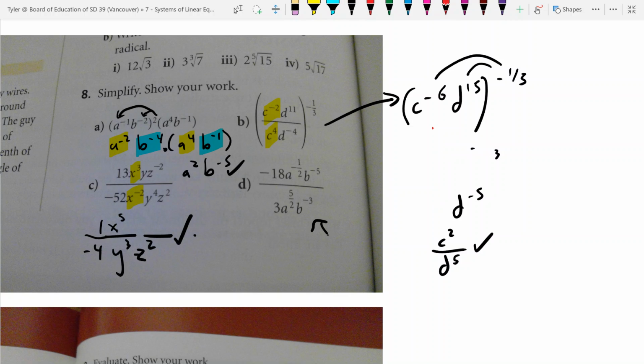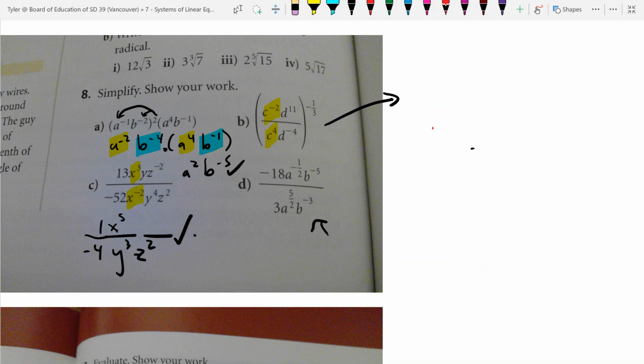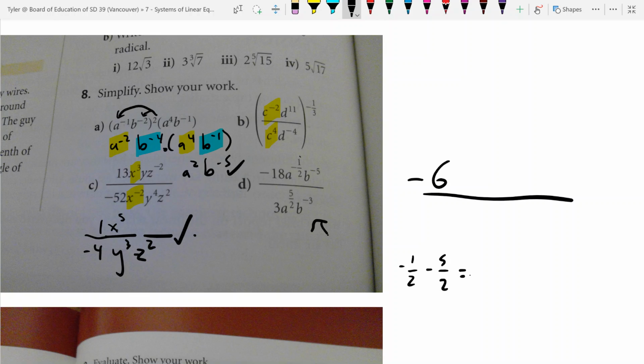Let's erase this so we have some space. Cool. So let's do the numbers first. Negative 18 divided by 3 is going to become negative 6. Then for the a's, negative 1/2 minus 5 over 2 gives me negative 6 over 2, which is the same as negative 3. So I have a to the negative 3.